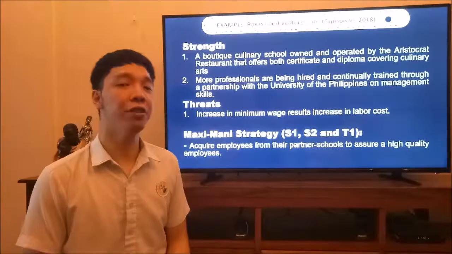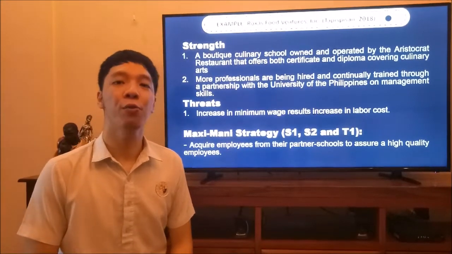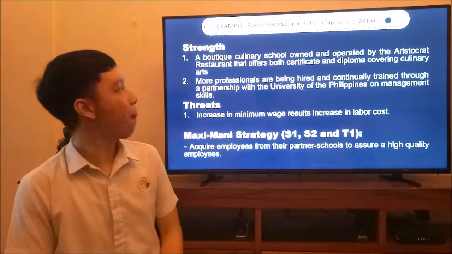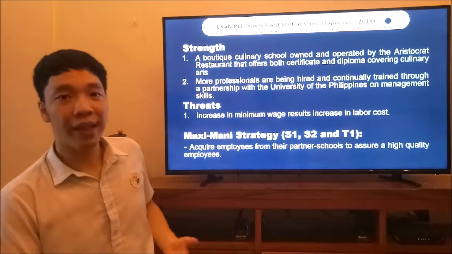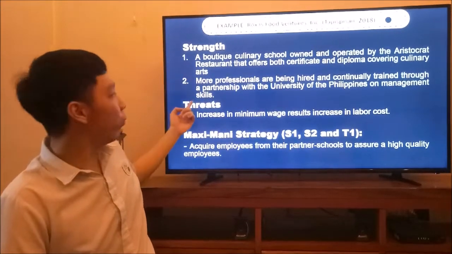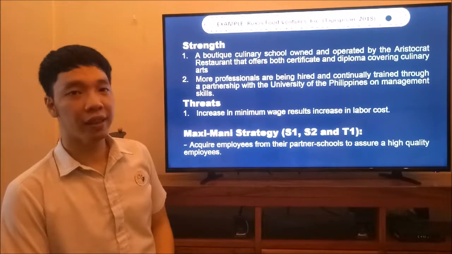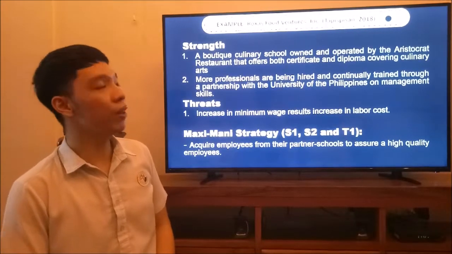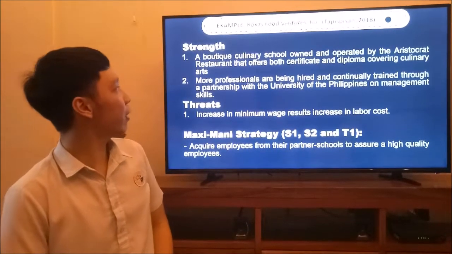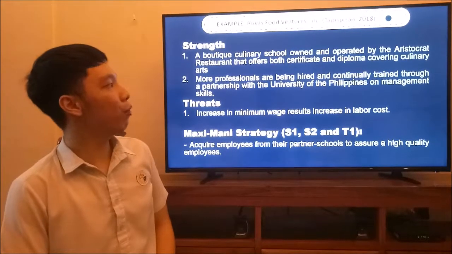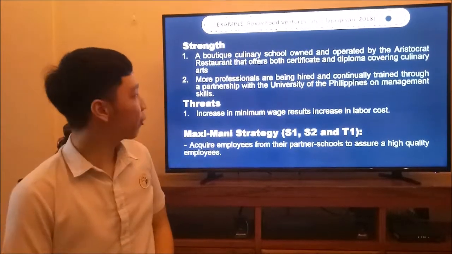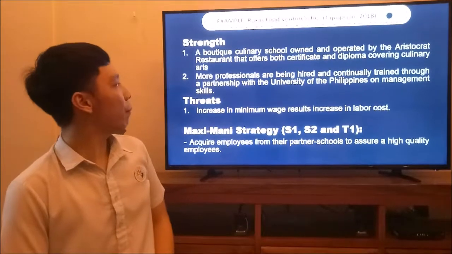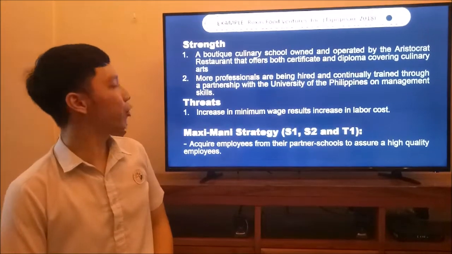Here is an example of the Maxi-Mini strategy, which I got from a five-year financial plan of Roas Food Ventures Incorporated. So we have to identify the strengths, strength 1 and 2, and the threats. In strength, this is about the company or the entity. It is a boutique culinary school owned and operated by the Aristocrat restaurant that offers both certificate and diploma programs covering culinary arts. Another strength of the entity: more professionals are being hired and continually trained through a partnership with the University of the Philippines on management skills.